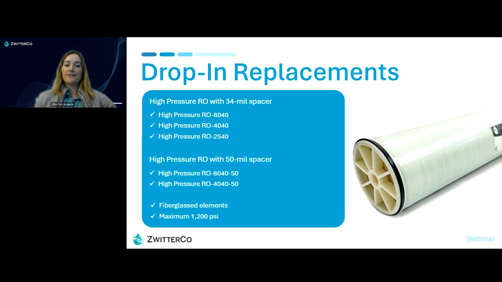So how do you get started? Well, because landfill leachate contains higher total dissolved solid concentrations, like Brett was mentioning, most sites are seeing 20,000 to 60,000 milligrams per liter. They often require elements that can operate at higher pressures. So ZwitterCo currently offers 2 different high pressure RO elements. One features a 34 mil feed spacer. The other features a thicker 50 mil feed spacer.